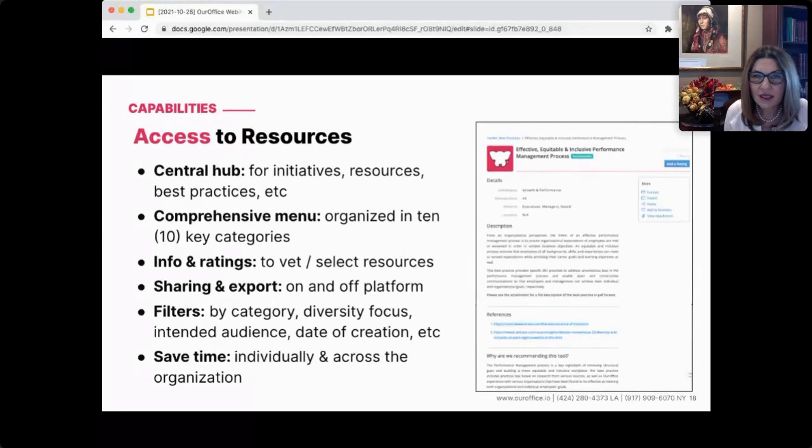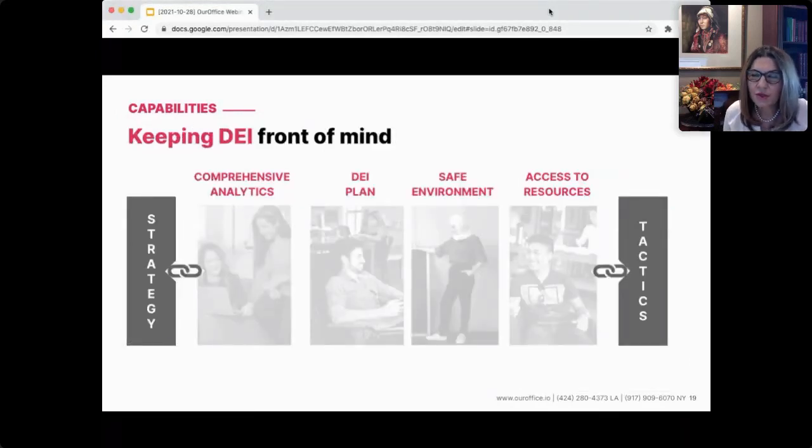So these are the 4 capabilities that are really important for us to focus on. Let's look at what that means overall when we put it all together. The comprehensive analytics, the DEI plan, safe environment, access to resources. It's really what's needed to connect strategy with tactics. And that's what keeps things front of mind.